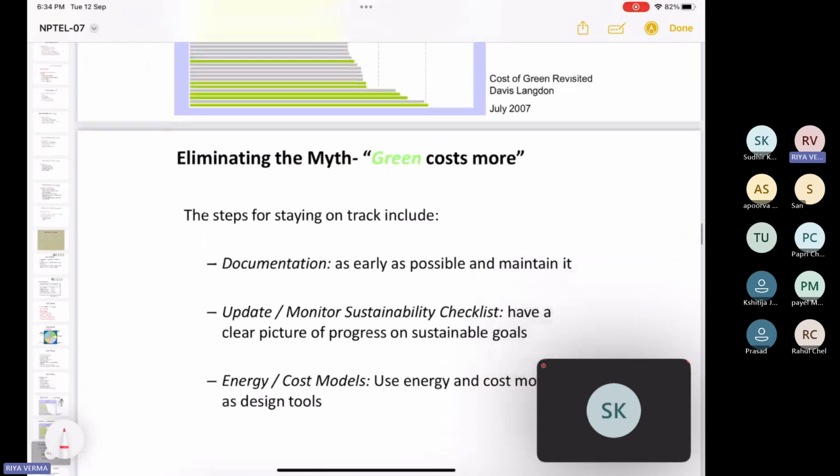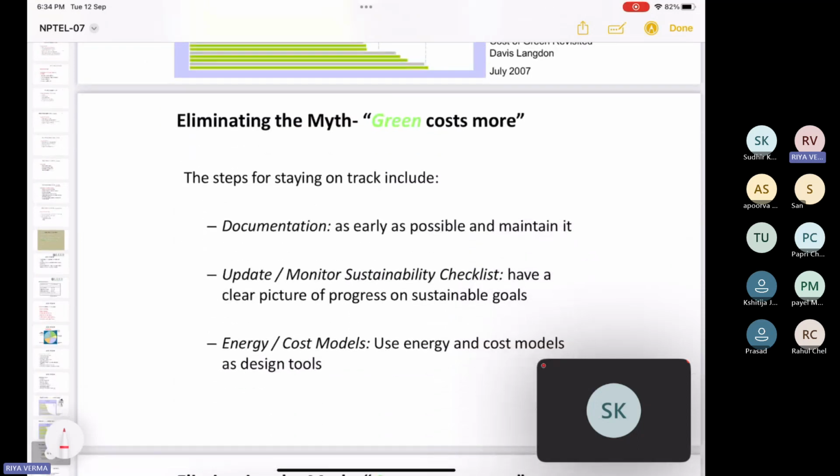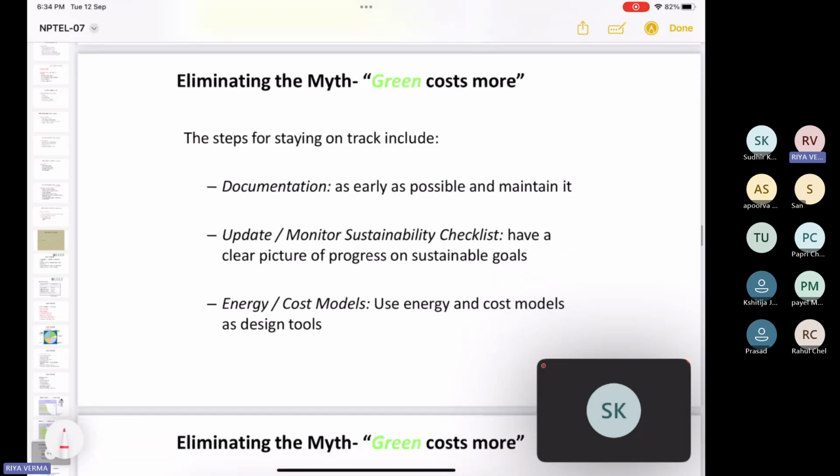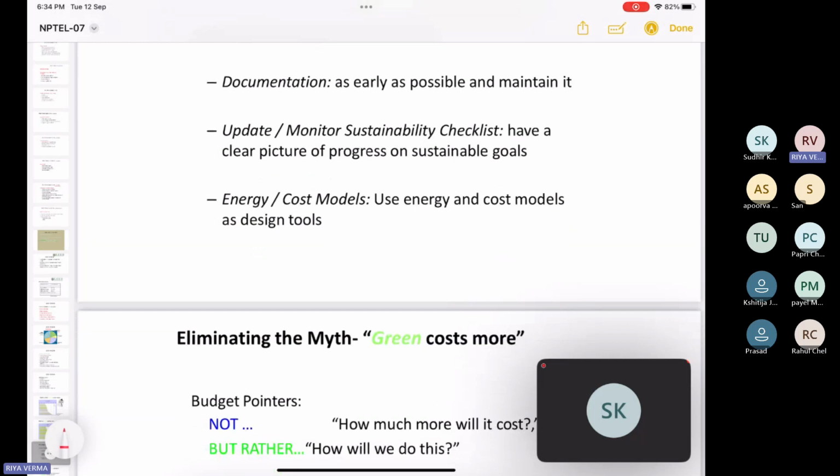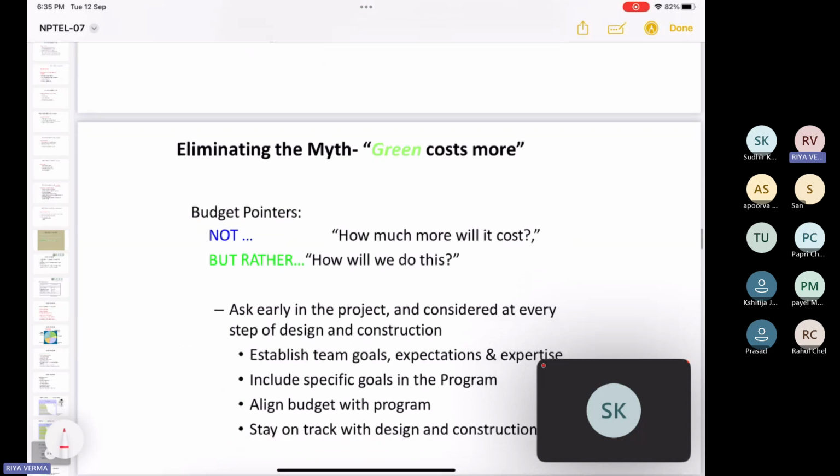So the steps for staying on track include: first is your documentation. We should try to formulate the documentation as early as possible, and we should maintain it. Then we should update or monitor the sustainability checklist and have a clear picture of the progress on sustainable goals. Then we should use energy and cost models as design tools.